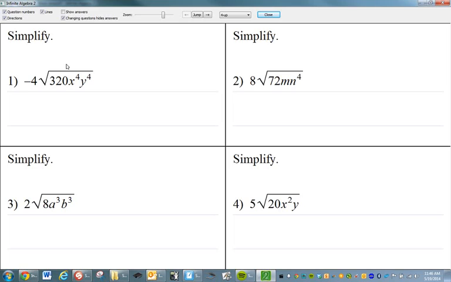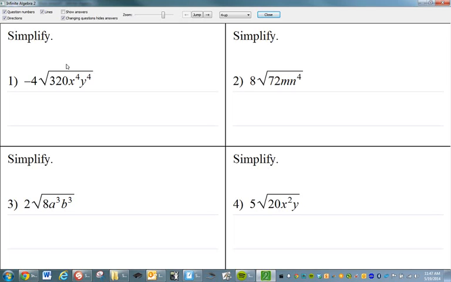We're going to do number 3 up here. I get 2 times something times something times a cubed times b. What can I break 8 down into, something times something? That's how I always do it, but it doesn't matter. So now I get 2. The square root of 4 is 2. I can't do anything here, so I'll box it.